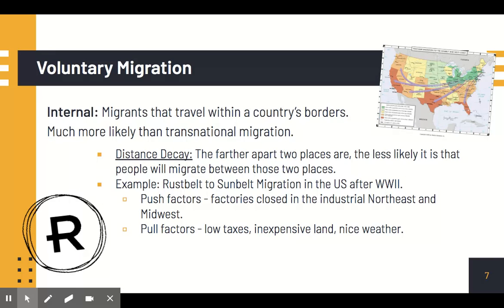We mentioned the Rust Belt last time, Rust Belt to Sun Belt migration. This is when factories closed in the industrial Northeast and Midwest. The pull factors were lower taxes, inexpensive land, and nice weather. So people were moving.